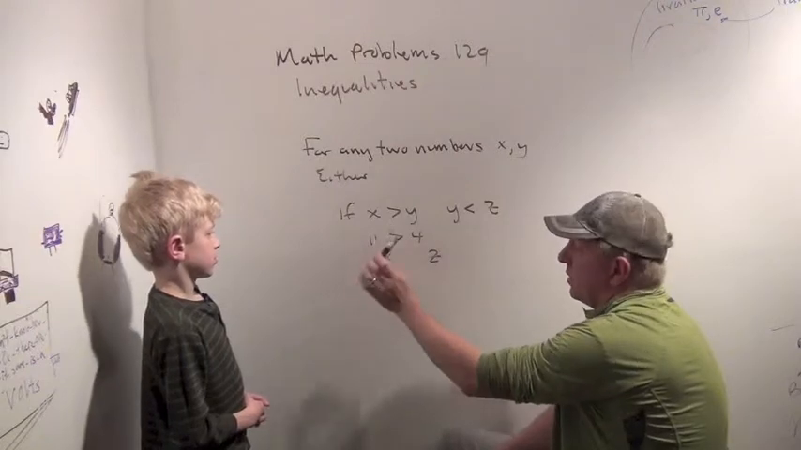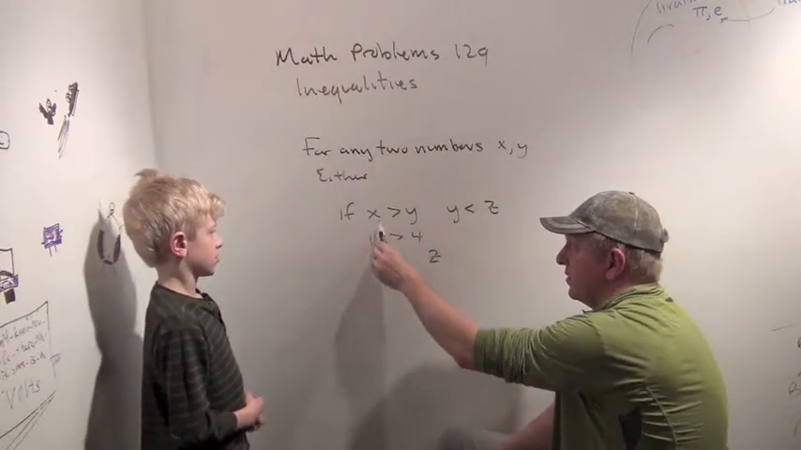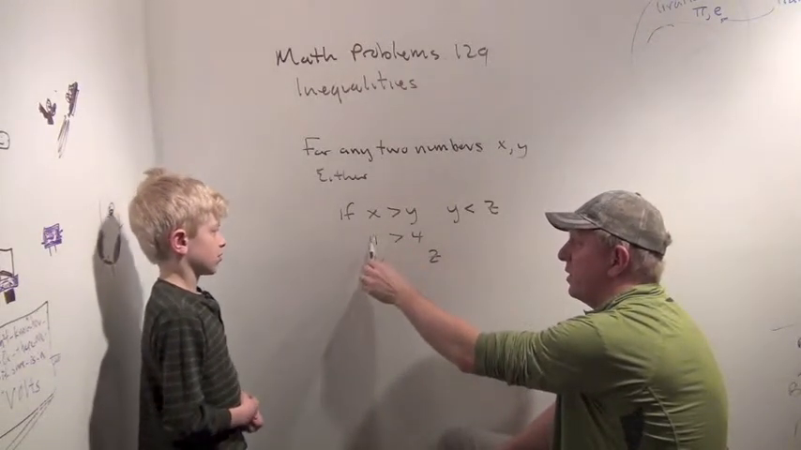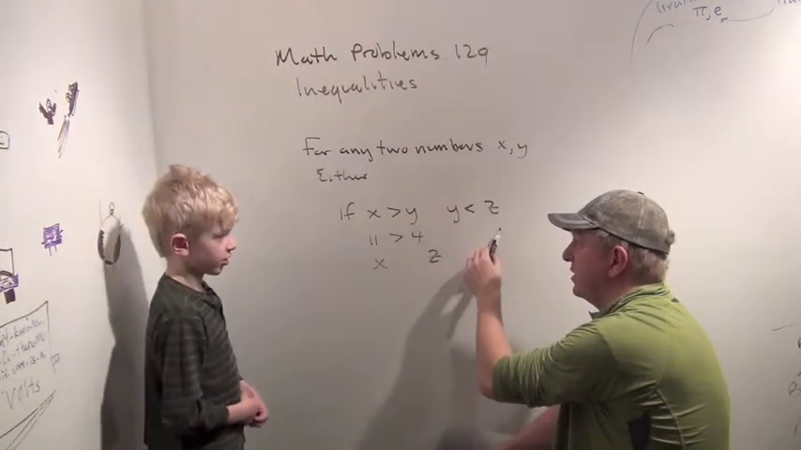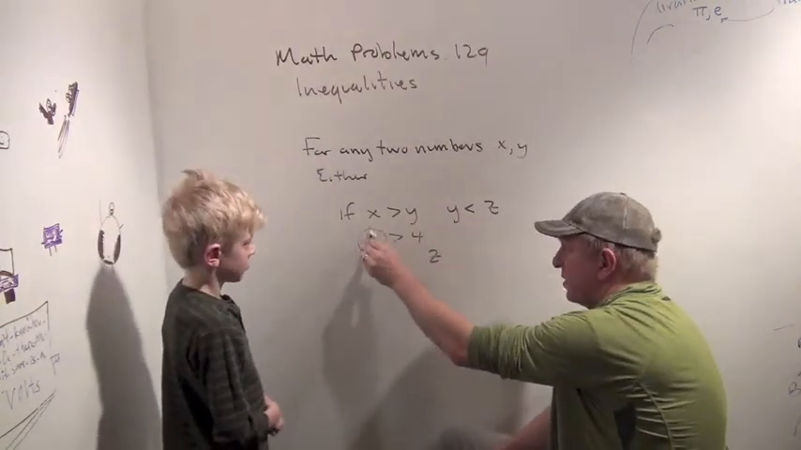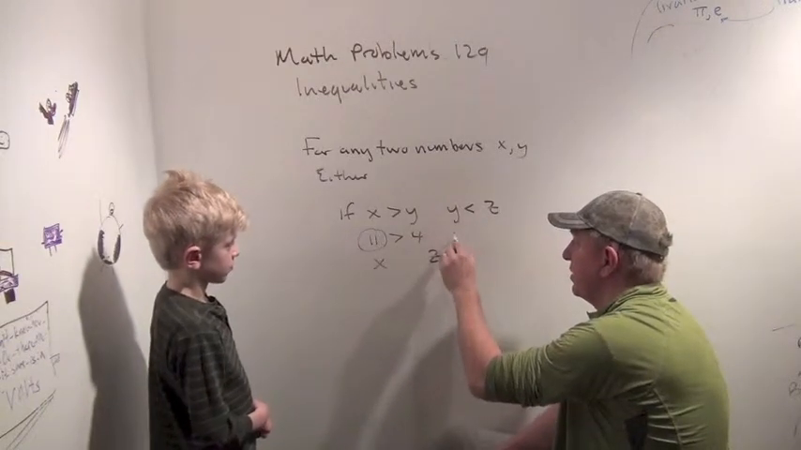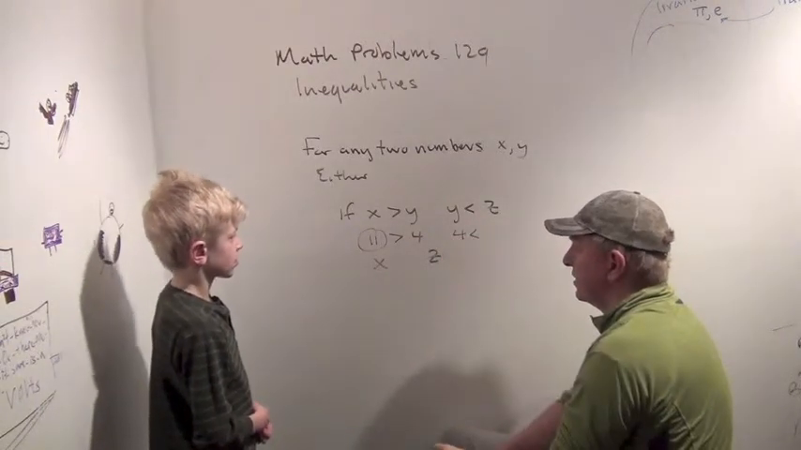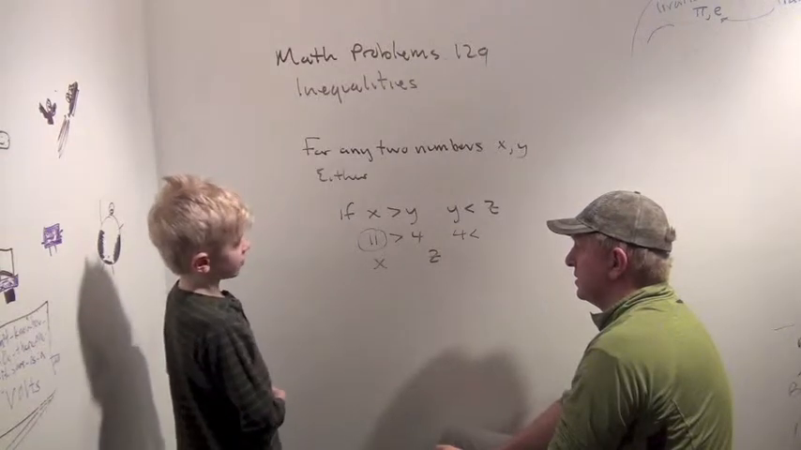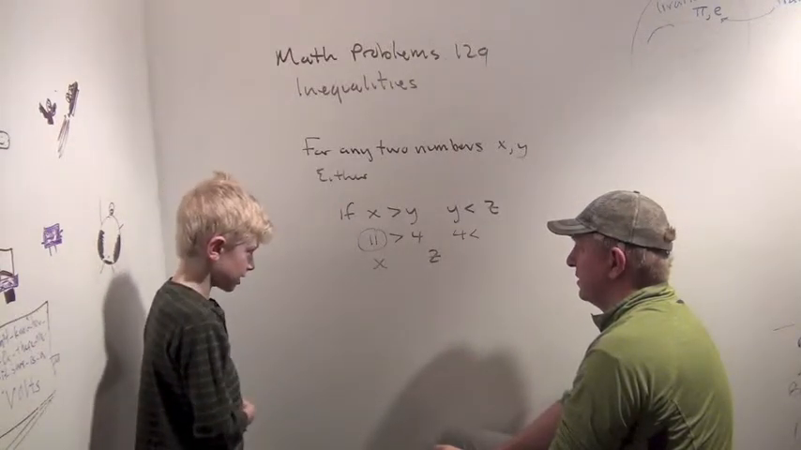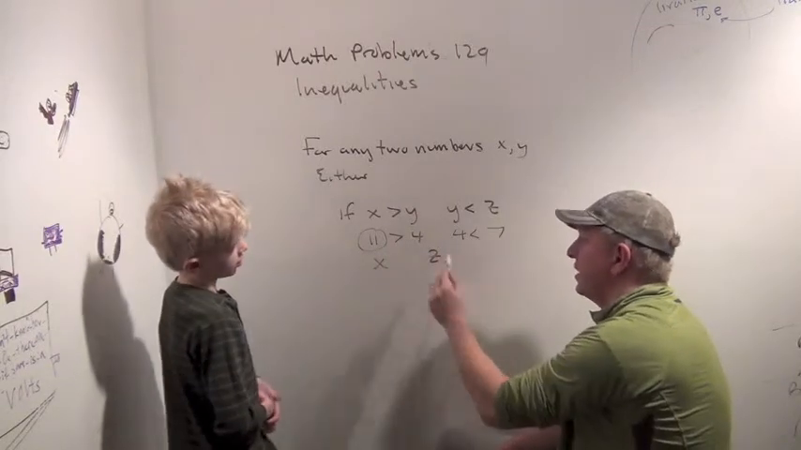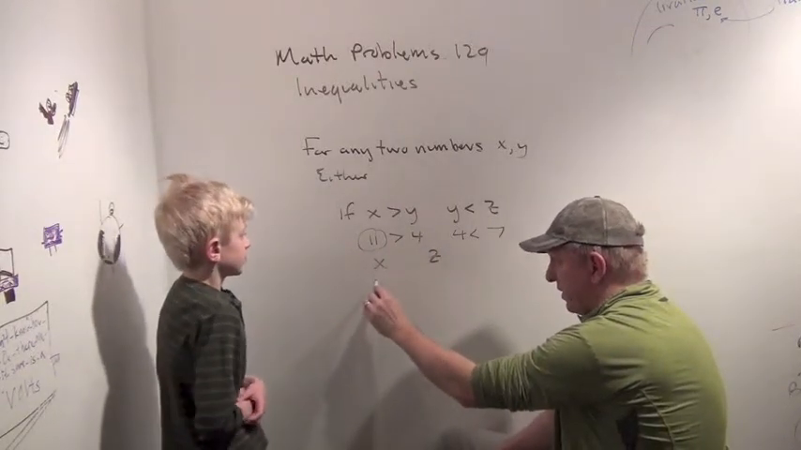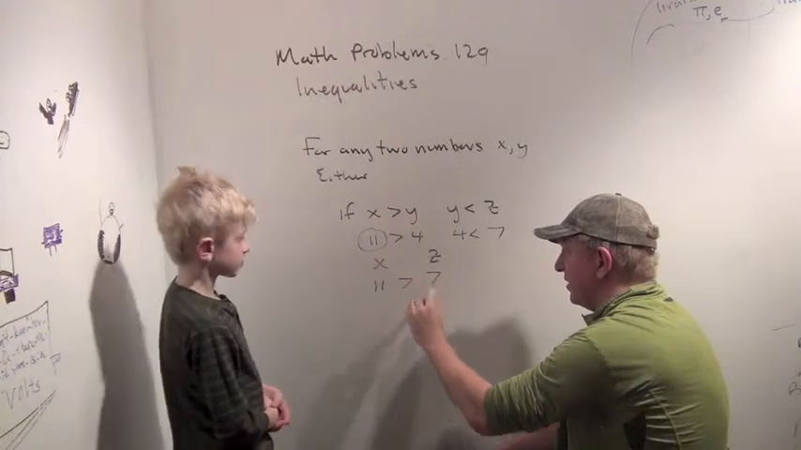Sorry, I didn't explain correctly. If 11 is bigger than 4, then 11 is x and 4 is y. What we're trying to find is z. I want x to be bigger than z. So can you give me an example where 4 is less than something? 4 is less than 7. Okay, and so here we would know that 11 is bigger than 7, right?